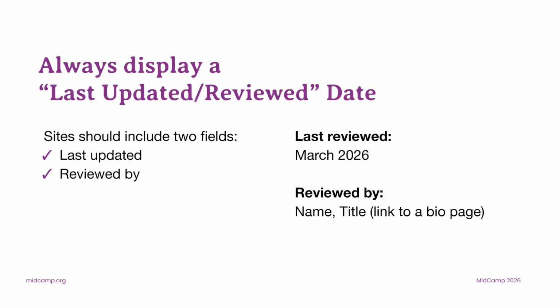When you update that content, you want to include 2 fields: last updated and reviewed by. Last updated could be the month and the year. Reviewed by would be the name, title, and a link to that bio page, because then you're elevating that writer. Your expertise is coming forward, which AI likes. And you're also making that person feel really good about their content being on the site.